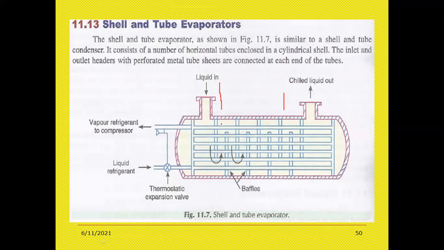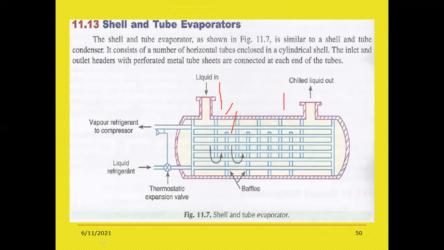Inside the cylindrical shell, a design is made for this evaporator. Here, by the name, this is a shell, and inside this we have tubes. So, shell and tube evaporator. The blue colored portion, everything, is tubes which are designed in that form.